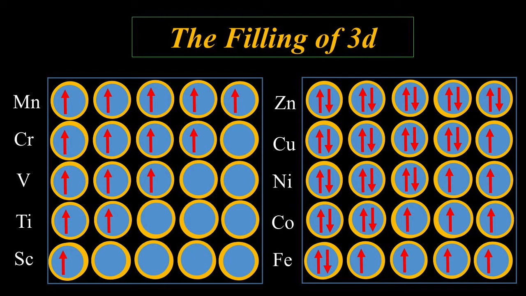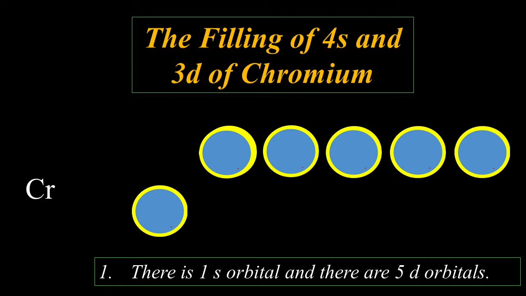Now I'm going to look specifically at the filling of chromium, then copper, and see if we can get more of a visual picture on why one configuration might be more plausible than another one. So let's look at the filling of chromium and then the filling of copper. Now the first thing you're going to notice is there is one s orbital and there are 5 d orbitals. So let's begin. We'll go through it quickly and then see what we can see. Okay, here we go.